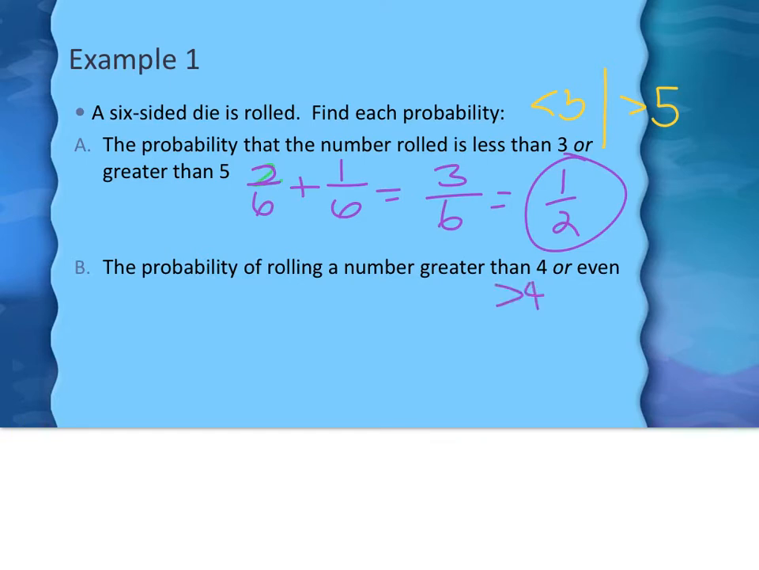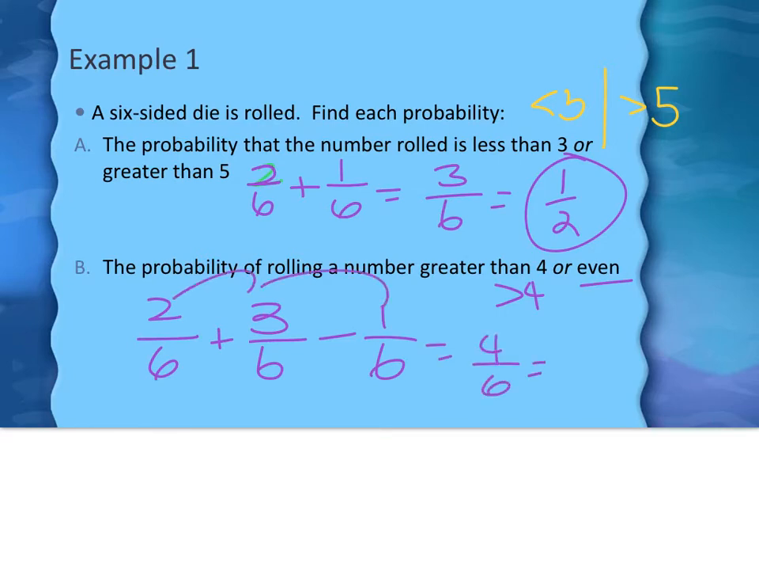All right, the probability of rolling a number greater than 4 or even. Disjoint or overlapping? Overlapping. So greater than 4 is what out of what? 2 out of 6. Even is 3 out of 6. Overlapping would be? Good. Oh, sorry, minus 1 out of 6. So 5 minus 1 is 4 over 6, or 2/3.